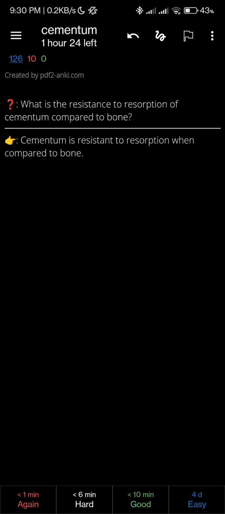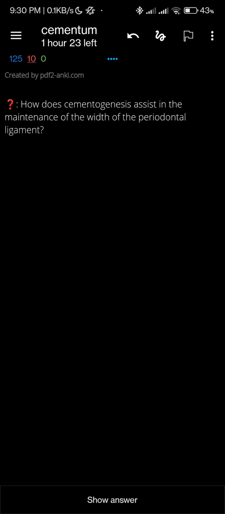Okay. So what is the resistance to resorption of cementum? The resistance of cementum to resorption is more compared to that of bone. How does cementogenesis assist in the maintenance of the width of the periodontal ligament? Cementogenesis assists in maintenance of the width of the ligament by helping in tooth eruption by deposition in the apical region.